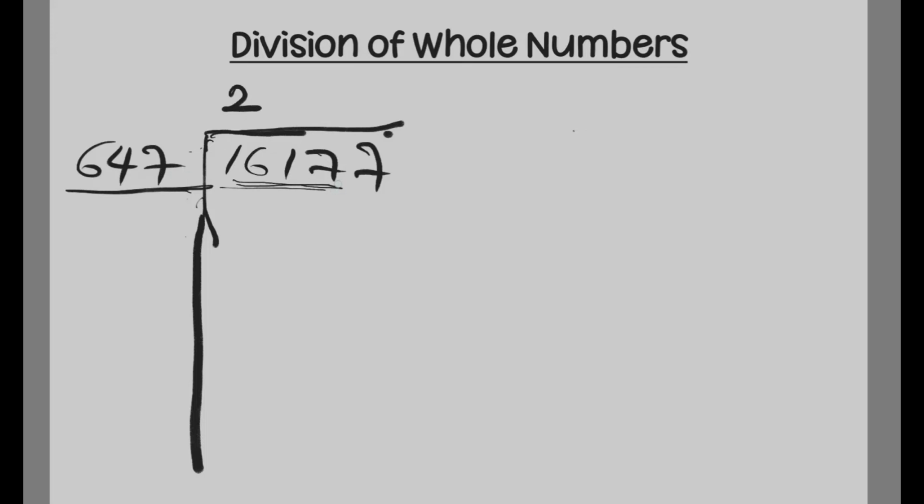So 2 times 7 is 14, 4. 2 times 4 is 8, plus 1, 9. 2 times 6 is 12. Okay, so 1294. So now what we want to do is subtract this from this. We'll put a line here. So we'll have 7 minus 4 is 3. We're going to write 3 right here.